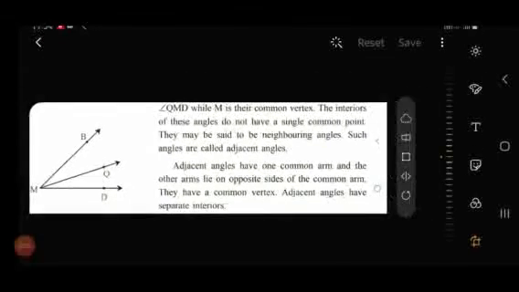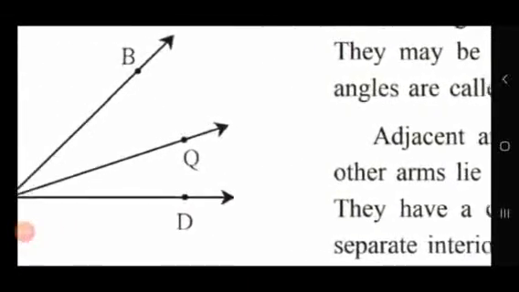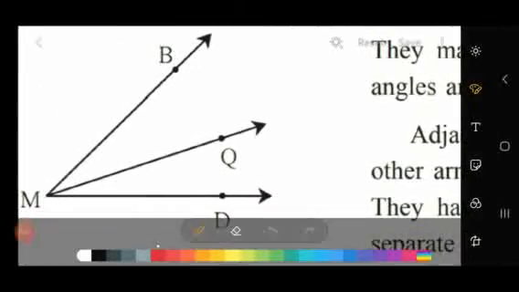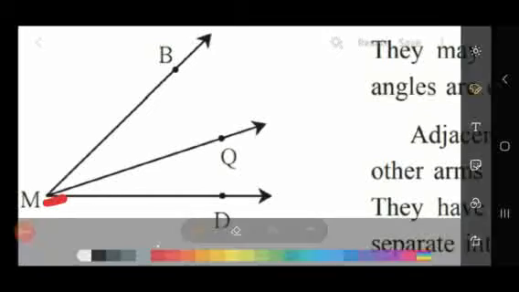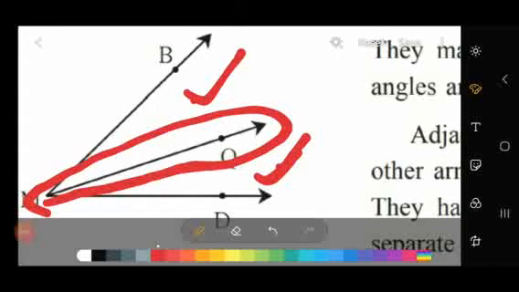For example, we will see this diagram. Here in these angles BMQ and QMD, MQ is the common arm. They have separate interiors. This is the interior of BMQ and this is the interior of QMD. So they have separate interiors. So they are called adjacent angles.